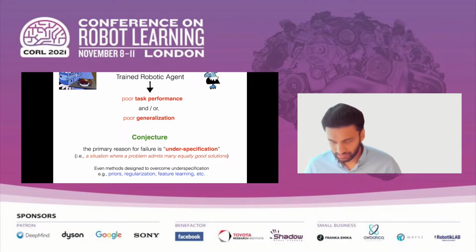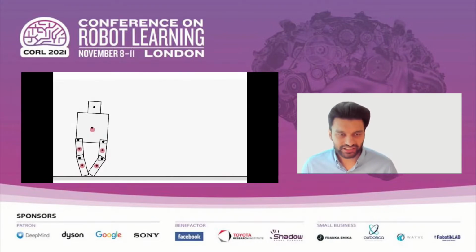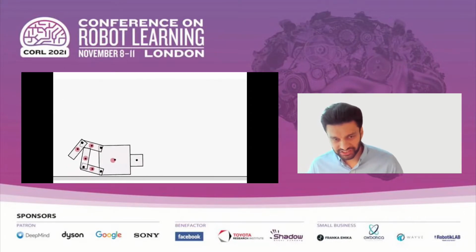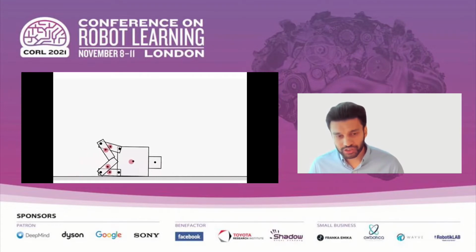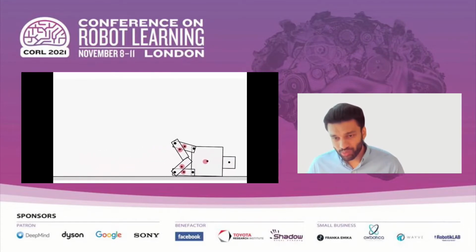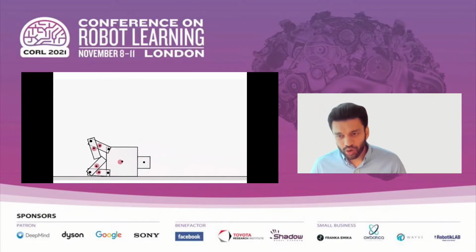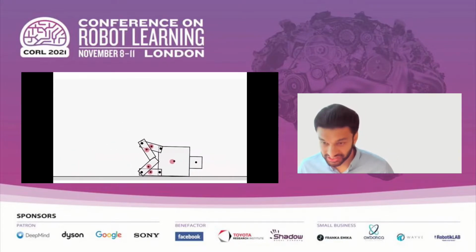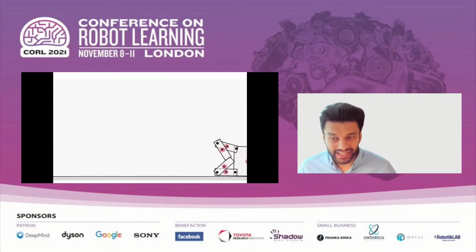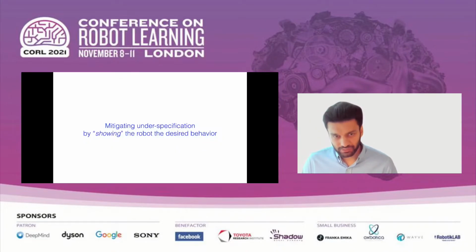Let's dig into this. Suppose we want to train this agent to walk, and we provide a reward, which is velocity along the x-axis. If we optimize this, what we find is the agent goes towards the right, not by walking, but by sliding on the ground. Why is this? Because the reward function admits multiple solutions. That is, it is under-specified. So maybe we can overcome under-specification by showing the robot the desired behavior.